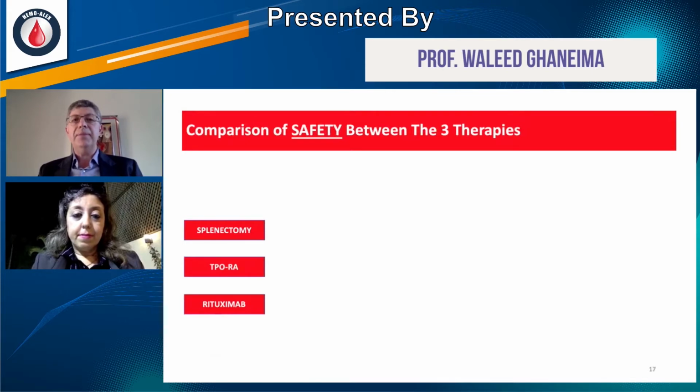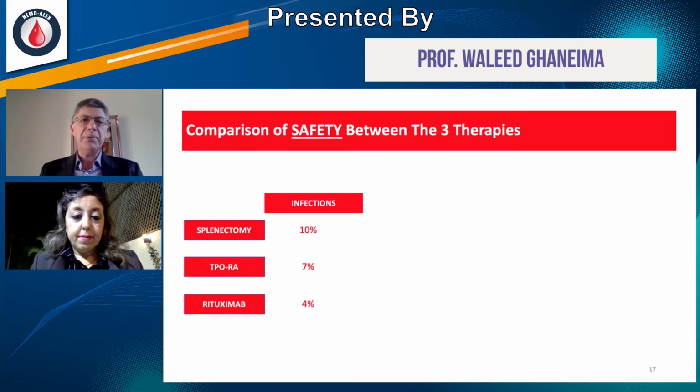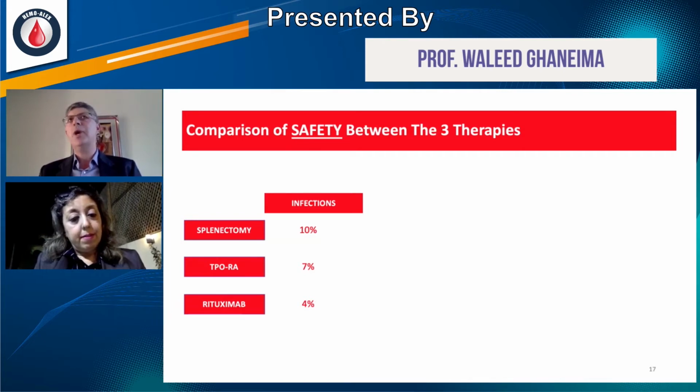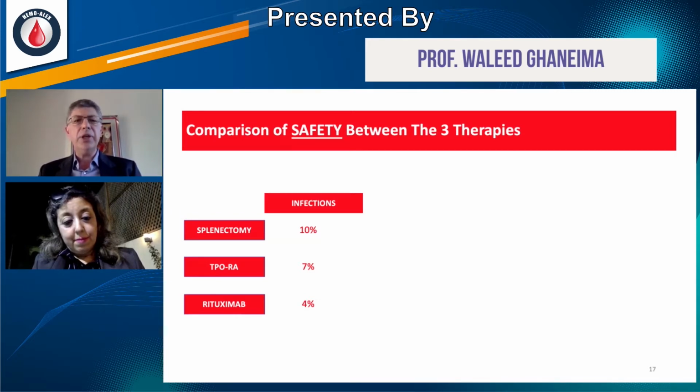How about the safety? Comparison of safety between these three therapies. Splenectomy infections 10%, TPO 7%, rituximab 4%. I think it's unfair to say 7% infection rate with TPO, but that's what the randomized control trial have shown. So these are the data, but we know that infection rate with splenectomy is higher than TPO and most probably higher than rituximab too.